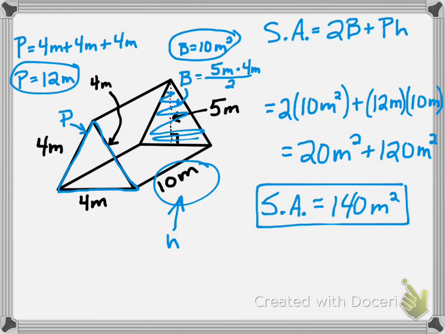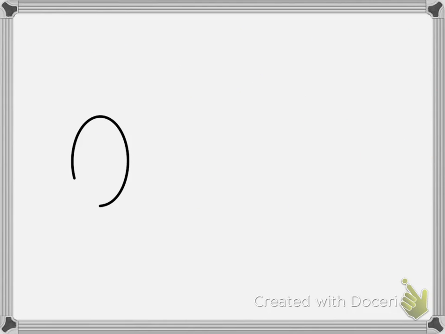Okay, so the only difference here was when I found the area of the base, I had to use the triangle formula, because it's the area of a triangle. And when I added the perimeter, there were only 3 sides to add, because it's a triangle. Other than that, it's exactly the same as the rectangular prism. Okay, so now let's look at the cylinder.